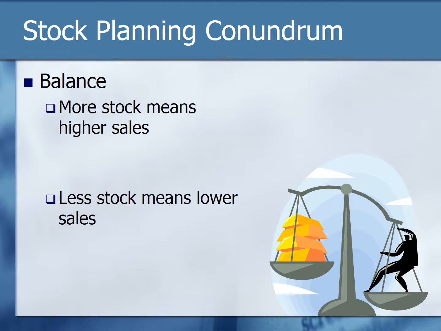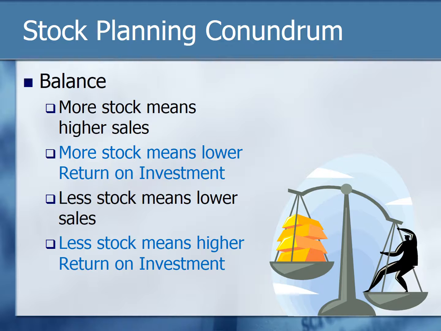When we plan our stock levels, the conundrum really is about finding the right balance. That is a very hard thing to do because a lot of times more stock actually means more sales, and less stock means lower sales. Intuitively, if you have more stuff, chances are somebody's going to like some of it, and you will be able to sell. So customers will be able to find something that they like. If you have lower stock, customers will have less chance to find something they like. So intuitively, more stock means higher sales.